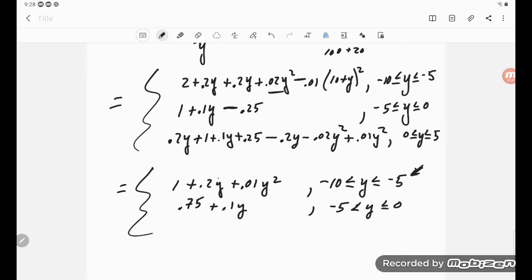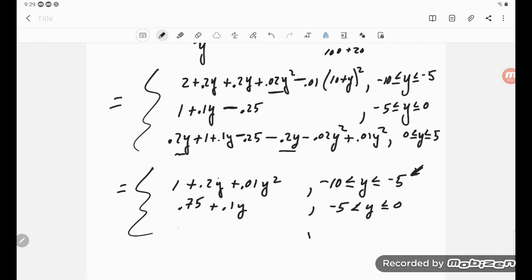And then at 0, I get 0.75, which seems reasonable. Well, let's see if I got the signs right on this last one. Okay, so this last one, it looks like I have a 0.2y here and a minus 0.2y there. So they disappear. I see a 1.25. Hopefully that's okay. Oh, no, I know that that is a sign error now, because I just copied it from up there. Oops. Okay, that is a sign error. Hopefully the rest of these are correct.